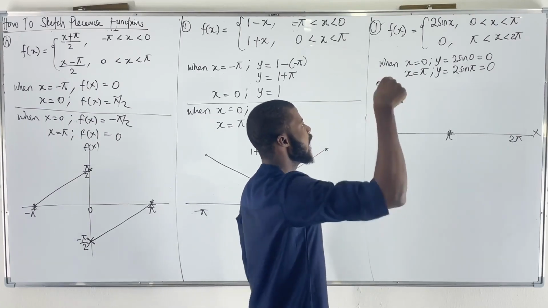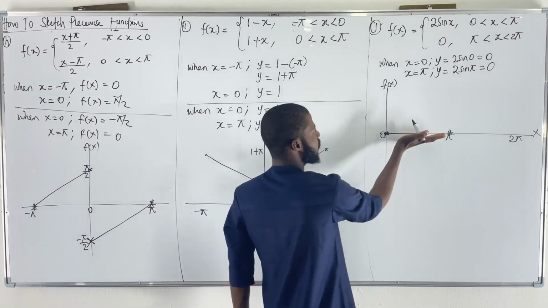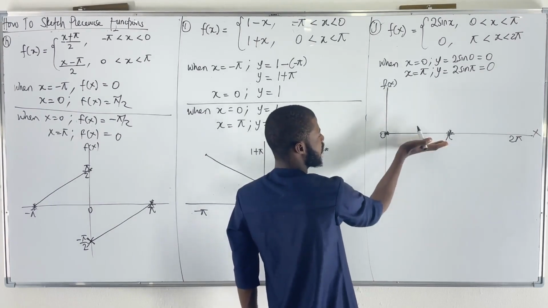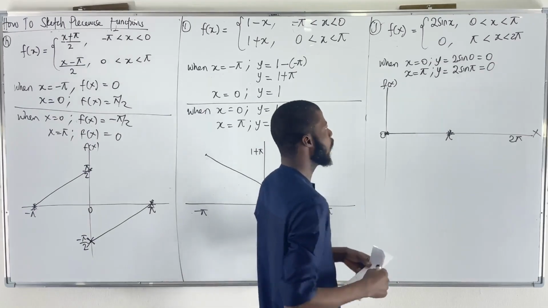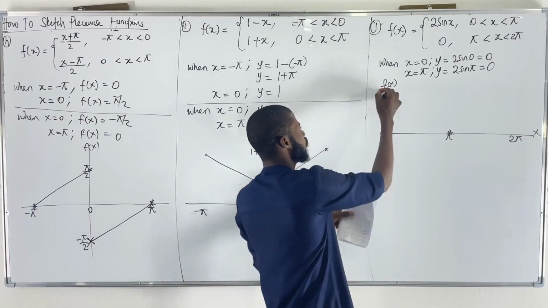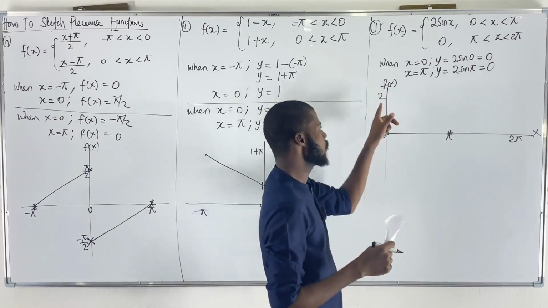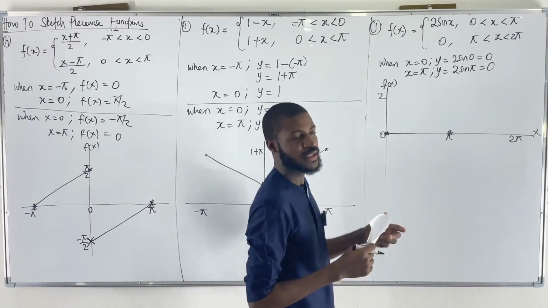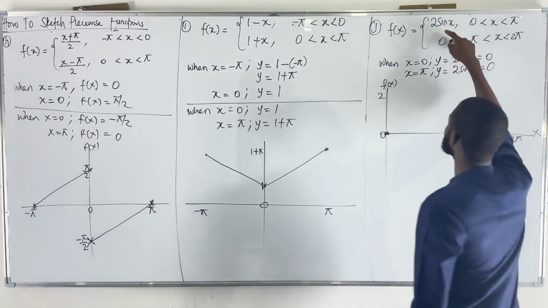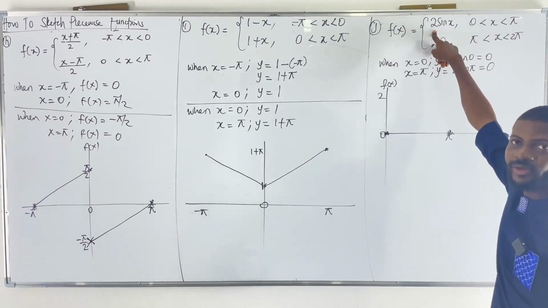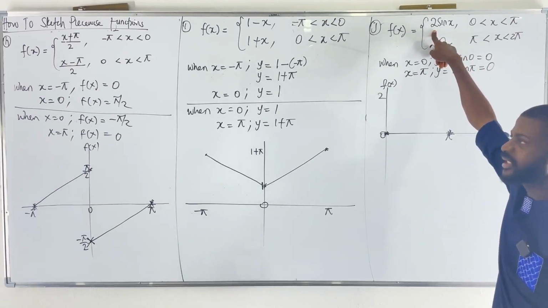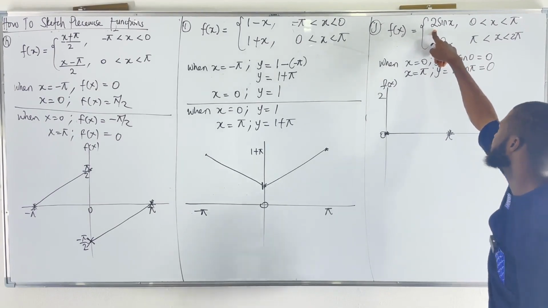So the height here is going to be 2. And since we're dealing with the positive part, this very part here, we're going to say that there's going to be a 2 at this very point, because 2 is going to be the maximum. It's going to be the highest height of this very function.